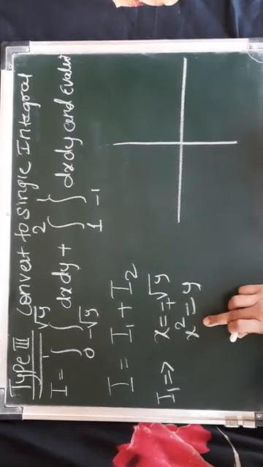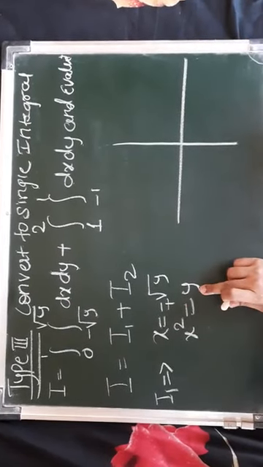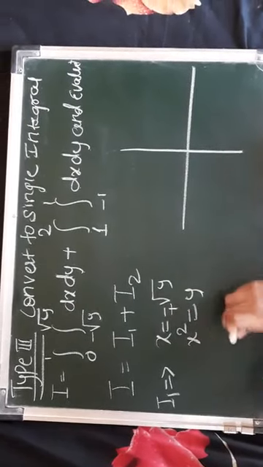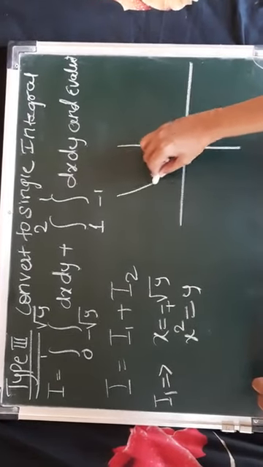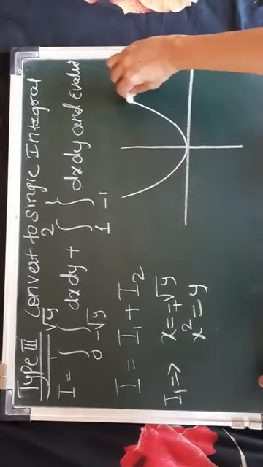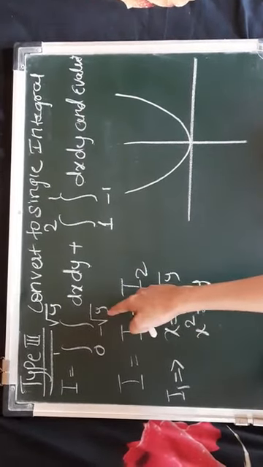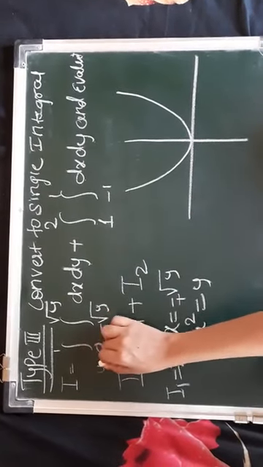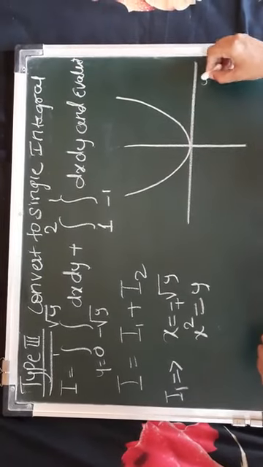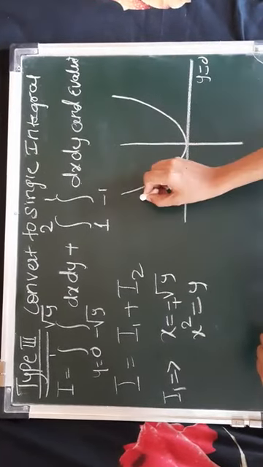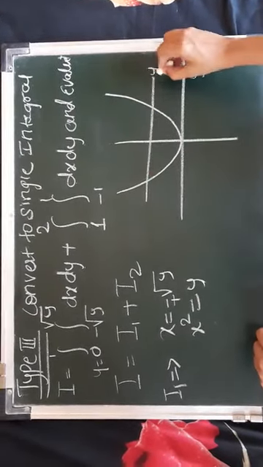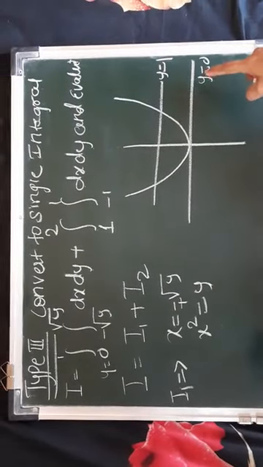So the curve which represents these limits is a parabola. The power of x is even, therefore the curve is symmetric about the y-axis. So your parabola will be like this. Then these are the limits of x, so outside limits will be of y. So y is going from 0, this is y is equal to 0, to y is equal to 1. This is your line. So these are the curves.